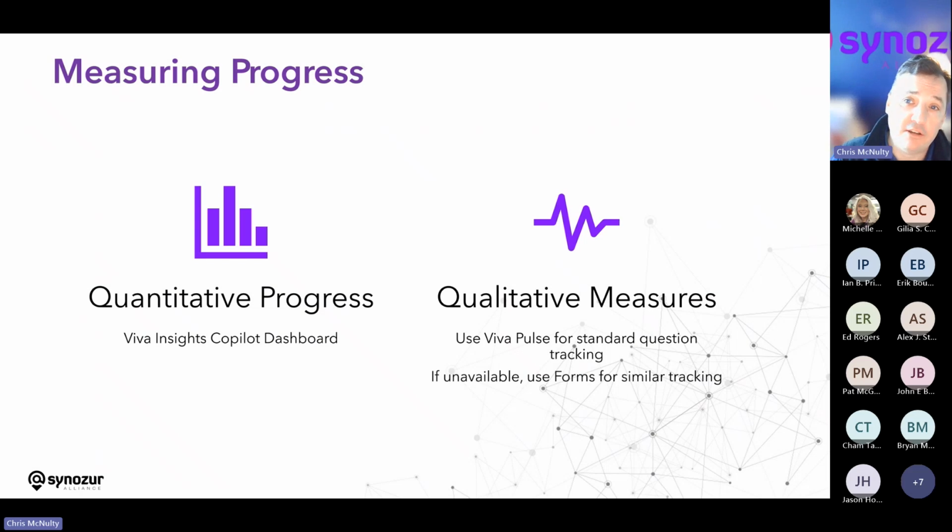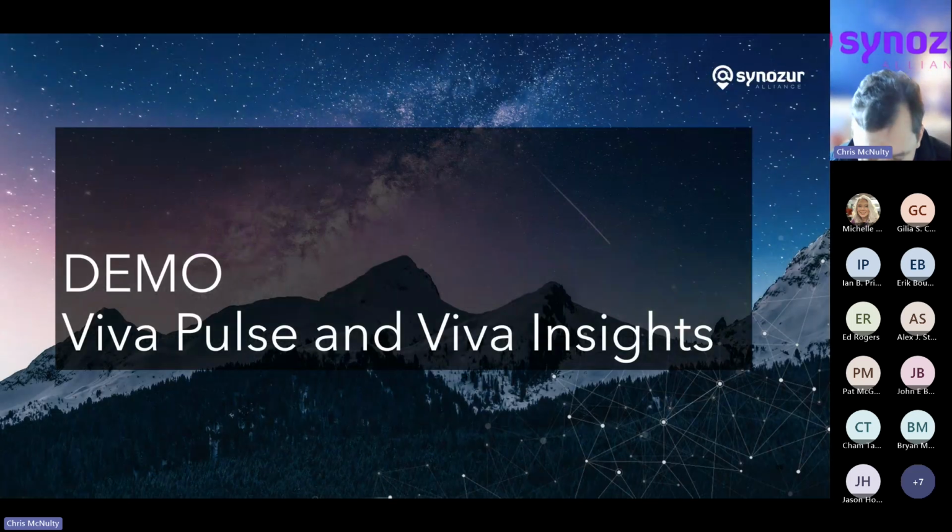So Viva Insights includes, at no additional charge, a Copilot dashboard, which will tell you how users are actually interacting with Copilot in your organization. And to get to more qualitative measures, you can use surveying tools, you could use Microsoft Forms, or Viva Pulse actually has some standardized questions so you can ask the regular questions in a regular pattern and collect and look at those results. And so quickly, let's take a look at what some of those things look like.